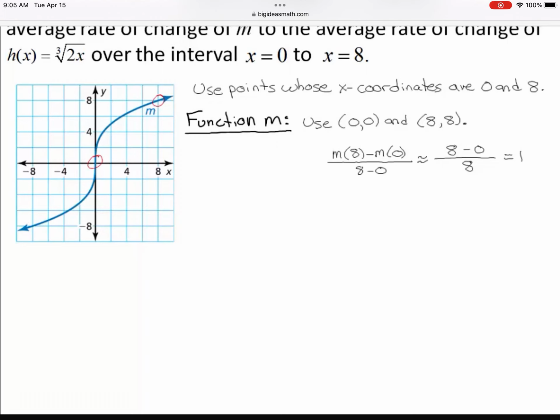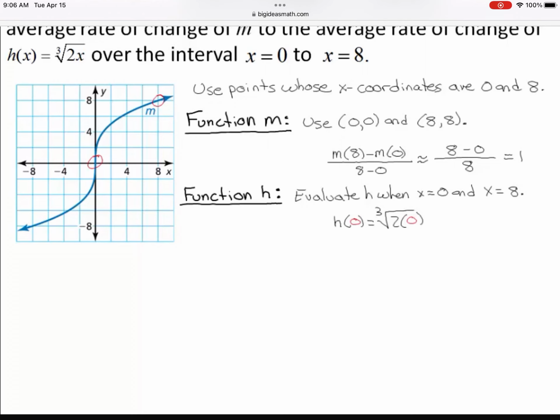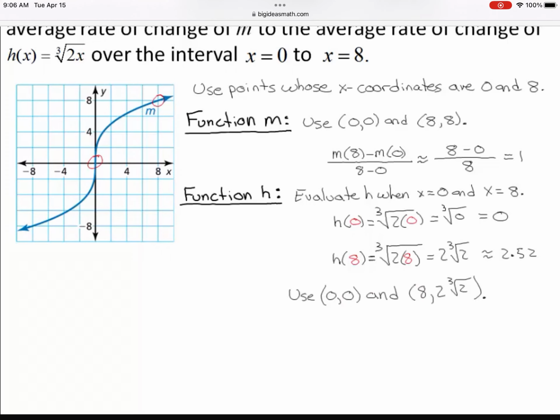Next, find the average rate of change of function h. Evaluate h when x equals 0 and x equals 8. Substituting 0 for x in the function h gives h of 0 equals the cube root of the quantity 2 times 0, which simplifies to the cube root of 0, or 0. Substituting 8 for x in the function h gives h of 8 equals the cube root of the quantity 2 times 8, which simplifies to 2 times the cube root of 2, or approximately 2.52. So use the points (0, 0) and (8, 2 times the cube root of 2).